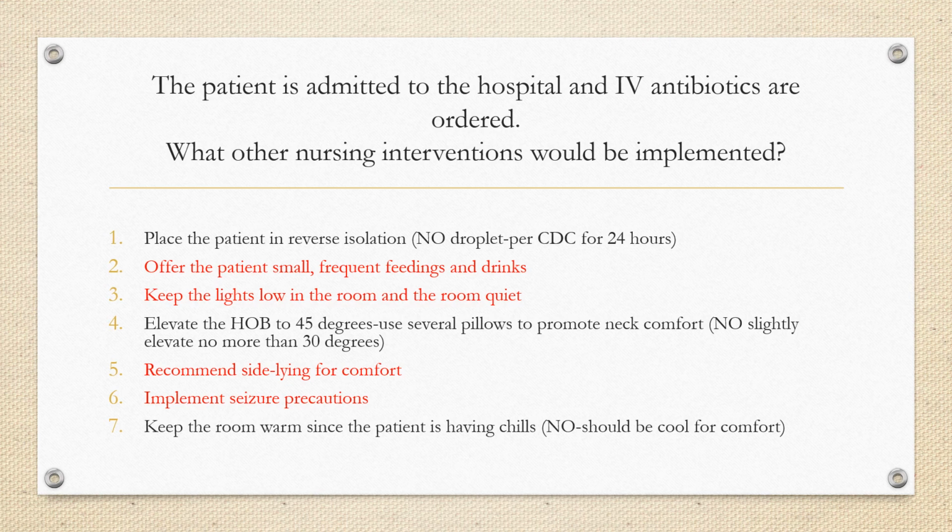So what are we going to do here? We're going to pad our side rails, make sure we have suction and oxygen available, make sure there's nothing in the bed that the patient could move around and hurt themselves on, have all of our precautions in place. We can go ahead and put the suction and the oxygen at the bedside.